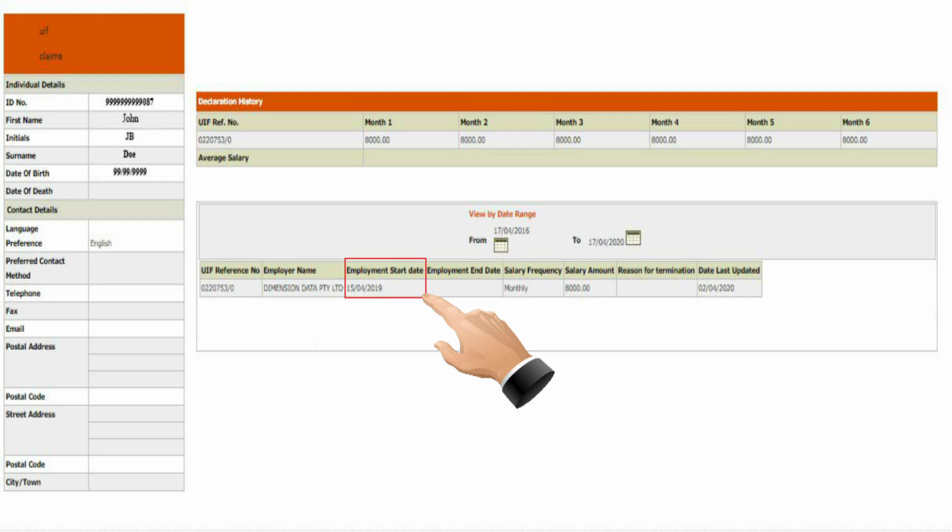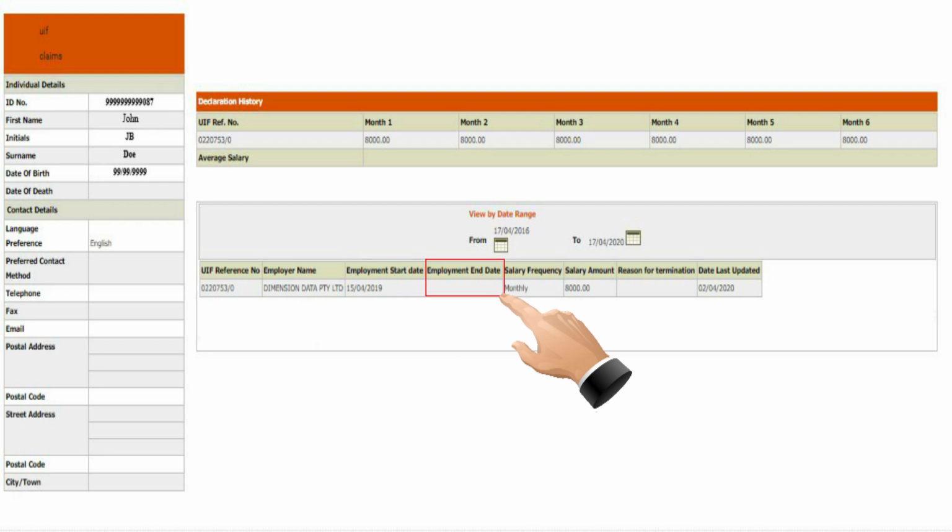And then you see employment end date. What you see there basically is that there's no end date. What does that mean? It means that the person is still working, still employed by that company, so there's no end date. So automatically when that person goes there, they will bring the UIF forms that will indicate an employment end date.